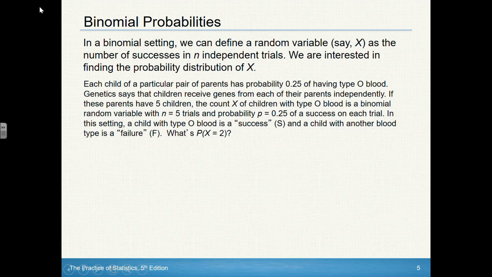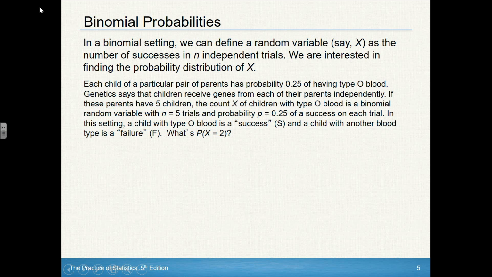So let's look at this example here. It says each child of a particular pair of parents has a probability of 0.25 of having blood type O. Genetics says that children receive genes from each of their parents independently. If these parents have 5 children, we could refer to the count X of children with type O blood as a binomial random variable, with n equals 5 because there's 5 children, and the probability of success being 0.25. And obviously that's going to be constant for each trial.